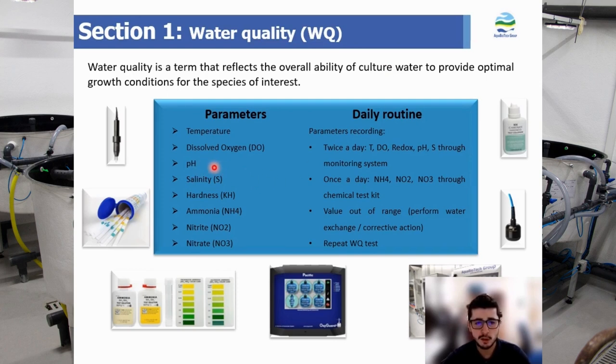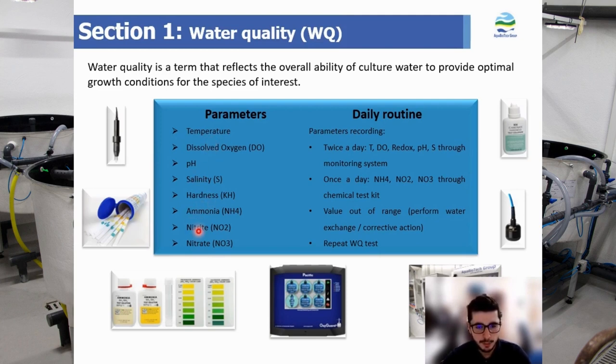pH. Aquaculture species will usually die quickly if the pH is less than 4 and greater than 11. Most species can tolerate a pH between 6 and 9 fairly well, but they are usually stressed by pH outside this range, resulting in less growth and greater susceptibility to disease. Salinity depends mainly on the nature of the water: fresh, brackish, or salt water. Alkalinity: total alkalinity is the measurement of all bases in the water and is expressed as milligrams per liter or parts per million of calcium carbonate.